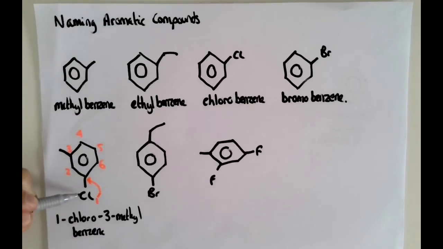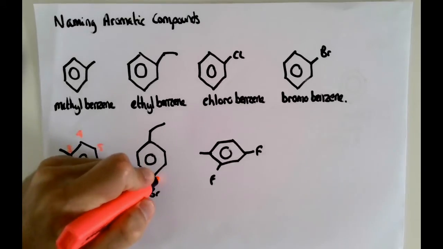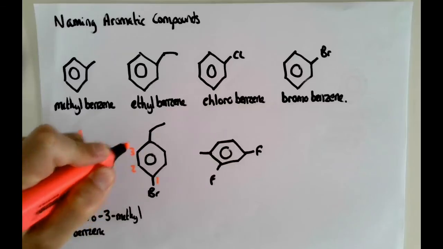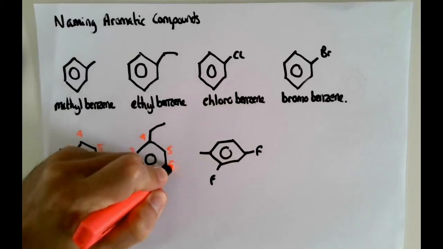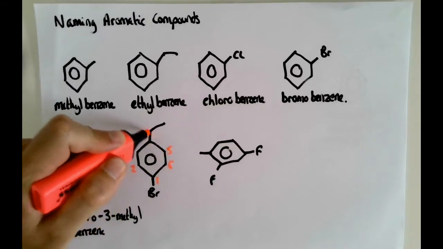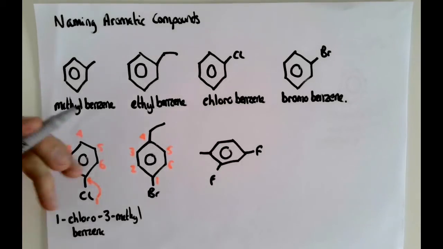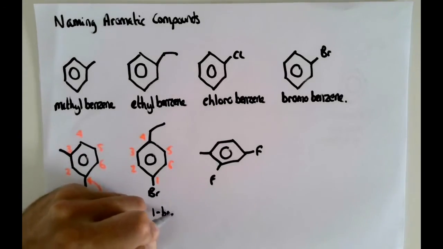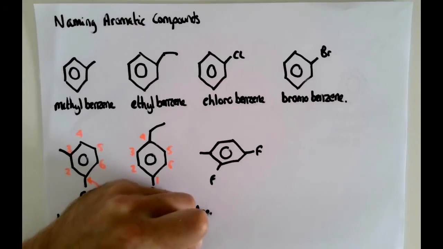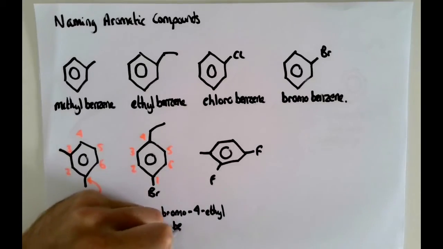So there's a chlorine coming off the first carbon, and then the third carbon is going to have a methyl group coming off the benzene as well. Similarly here, the halogen gets the higher priority, so 1, and then it doesn't matter which way we go. If we go 2, 3, 4, 5, 6, that carbon ends up being number 4, and if we went the other way, 1, 2, 3, 4, it still ends up being 4. So now we've got to name it. It would be 1-bromo, 4-ethyl benzene.